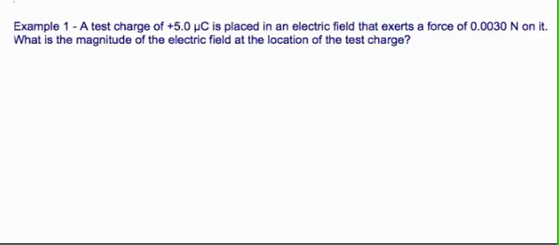In this type of problem, we're talking about a test charge in an electric field and what's the force on it. Or what's the charge of the electric field if we know the force and the charge of the test charge. In this example, we've got a test charge of positive 5 microcoulombs, and we know that that equals 5 times 10 to the negative 6 coulombs.